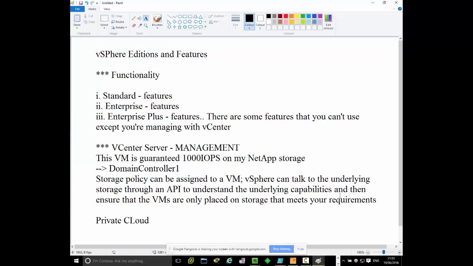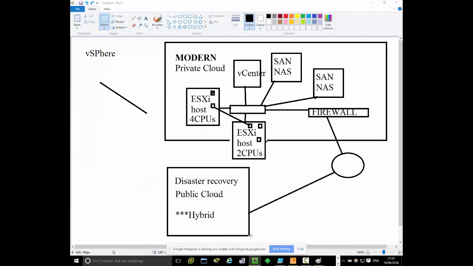Is that clearer at all? Or is that more confusing? Yes, sir. That's clearer, okay. Yes, sir. Yeah, how about Abdul, is that clearer to you also? So in other words, you're just creating a policy on vCenter. As long as your storage system supports this, you can apply that to a VM and vCenter will enforce that this VM meets this particular policy.